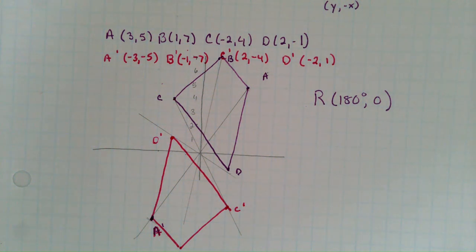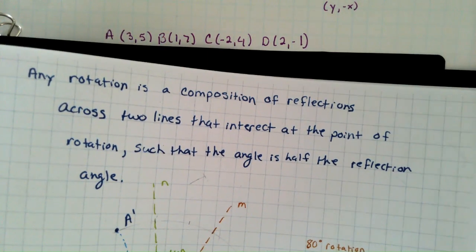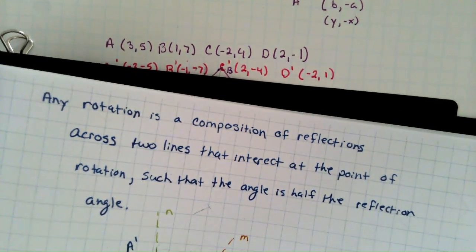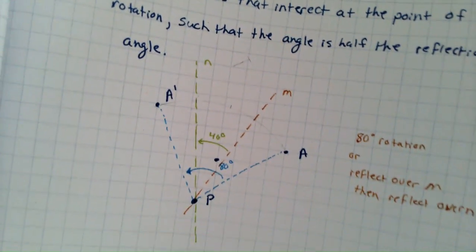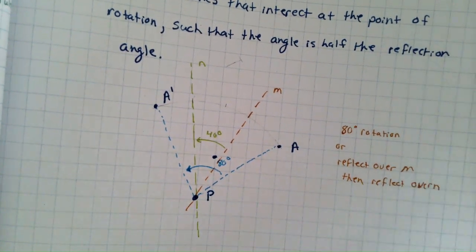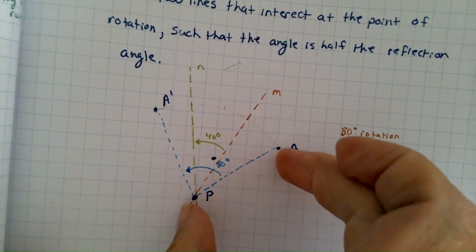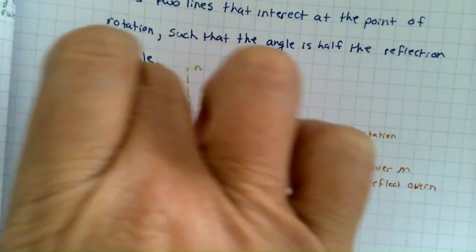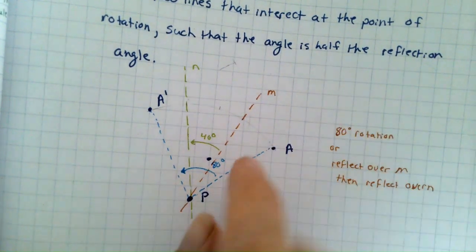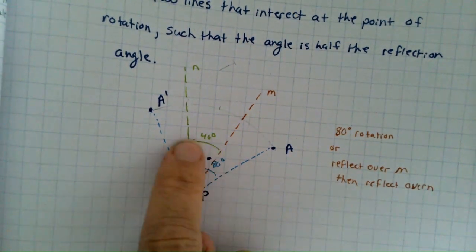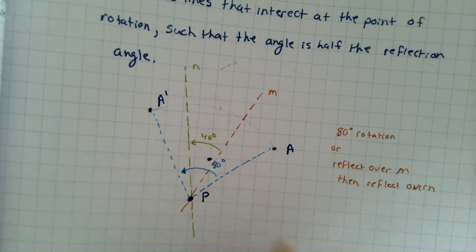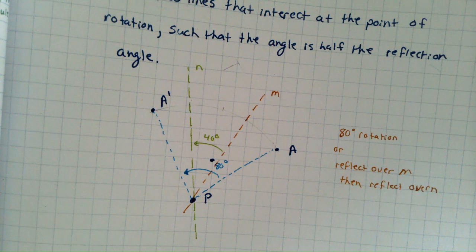So let me give you a picture of that. Okay, so again, any rotation is a composition of 2 reflections. So here we go. A can rotate to here, right? This is 40 degrees between here, 80 degrees between here. Okay?